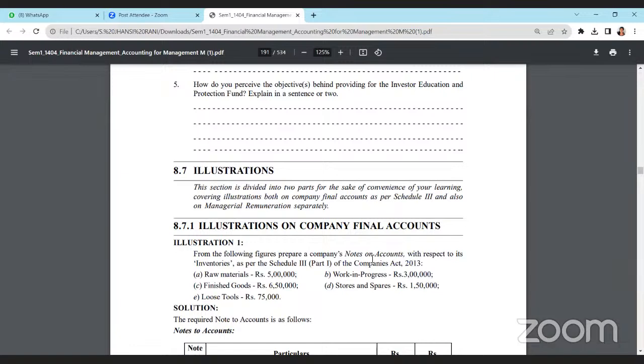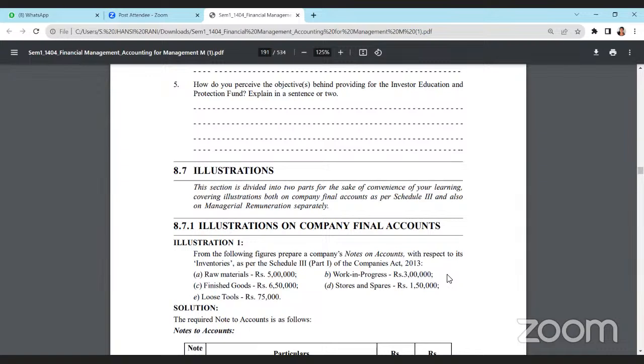And finished goods is 6,50,000. So we are going to find out only the inventories value. Just look here. Raw material, work in progress, and finished goods, these 3 are stock only.